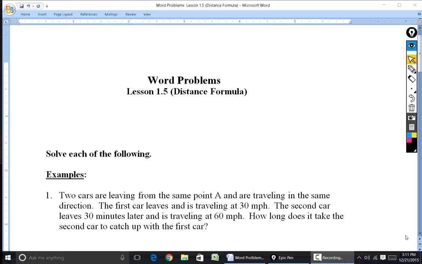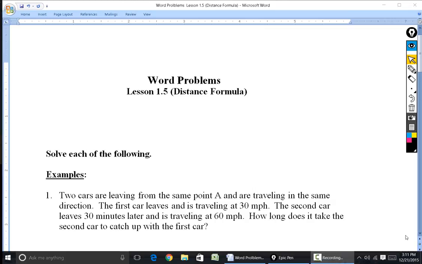So here we have it. Two cars are leaving from the same point A and are traveling in the same direction. The first car leaves and is traveling at 30 miles per hour. The second car leaves 30 minutes later and is traveling at 60 miles per hour. How long does it take the second car to catch up with the first car?